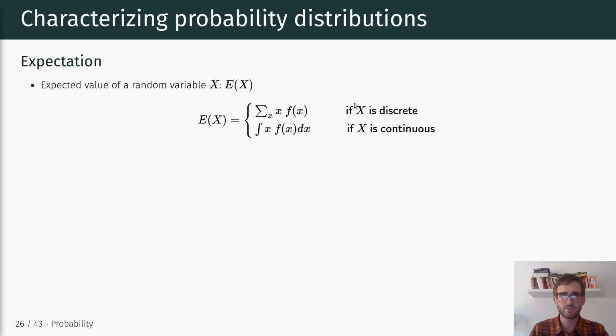If x is discrete, then the expectation of x is just the sum over the product of x times f of x, so x times the probability of x occurring, right? So for example, when we have a fair die, the probability of each of those events 1 through 6 is the same, so the expected value is just the average, so that's 3.5, right?